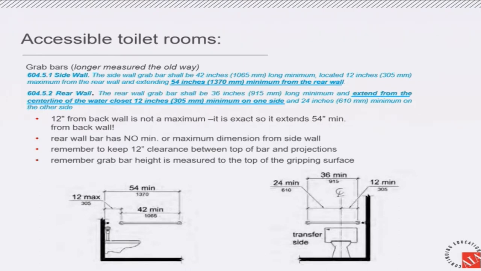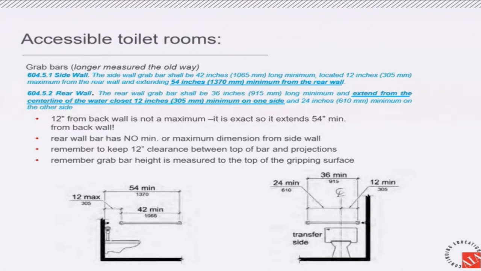But that's showing center line on the left on the toilet. So the toilet has to be 18 inches from the wall. And the grab bar has to extend 12 inches beyond the center line of the toilet towards that wall. And it doesn't say towards the wall, but it says to one side, but that's the only side that can happen. Here's another one that's confusing in how it's presented.